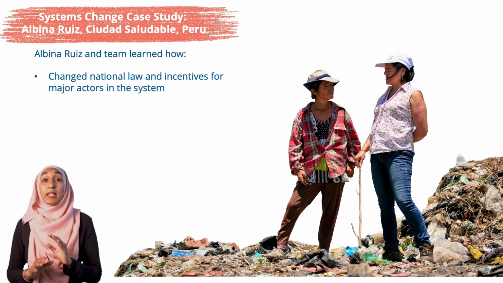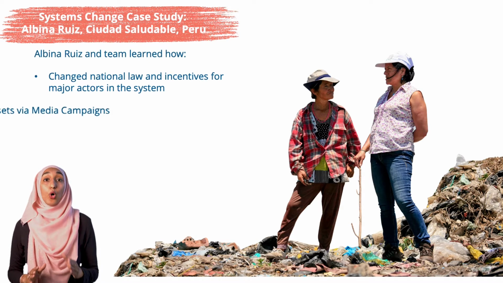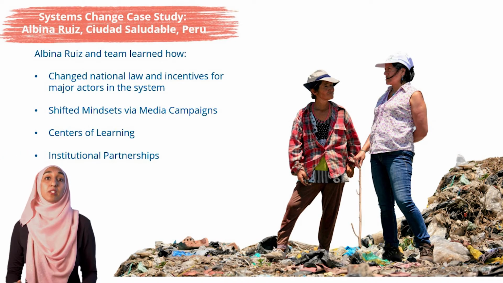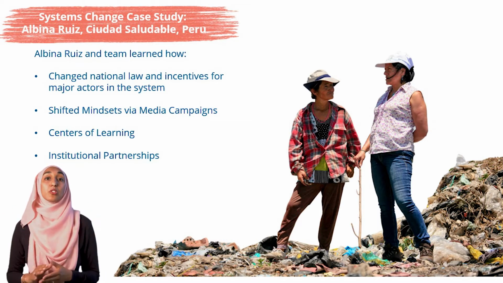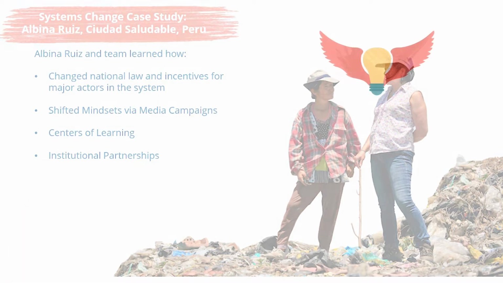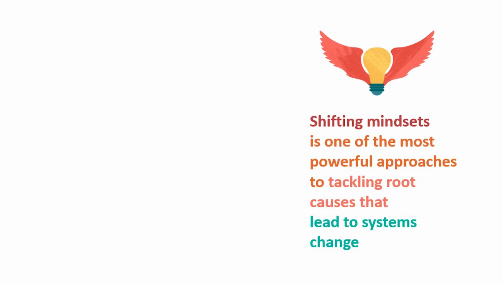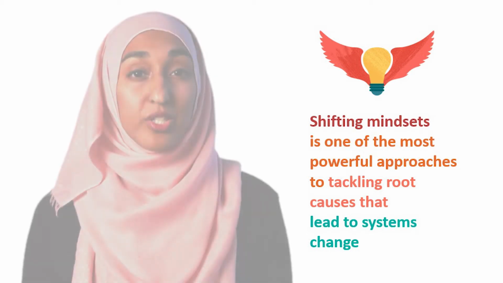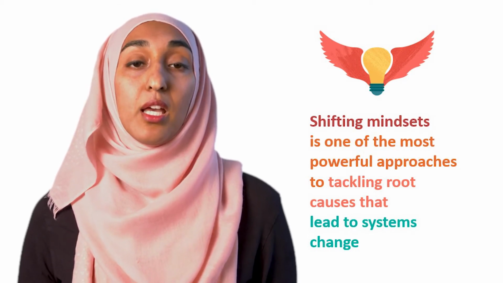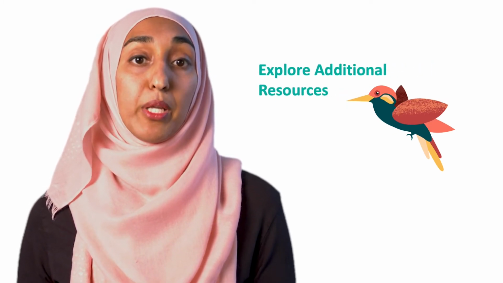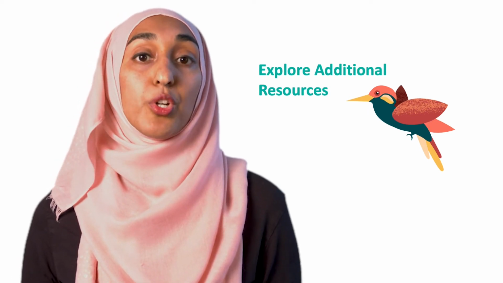And Albina and her team didn't stop there. Throughout the years, they also worked to create media campaigns, centers of learning, and partnerships that would change the habits of individuals and the practices of large institutions that really drive the problems of solid waste getting produced and improperly disposed. Shifting mindsets like this is one of the most powerful approaches to tackling root causes that lead to systems change. This is because the policies that are created, the goals that people make, and purchasing decisions of people all stem from mindsets. Check out the additional resources listed in your workbook for a deep dive on mindset shifts in particular, including a dedicated course by Ashoka on this topic.